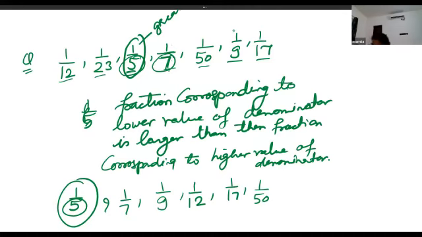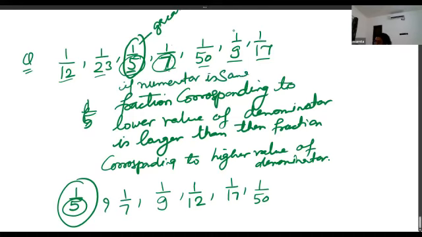Understood, children? So you can write: if the numerator is the same, the fraction corresponding to the lower value of denominator is larger than the fraction corresponding to the higher value of denominator.